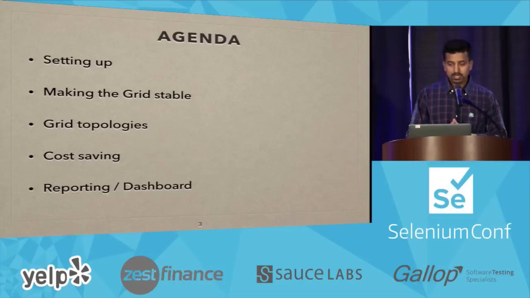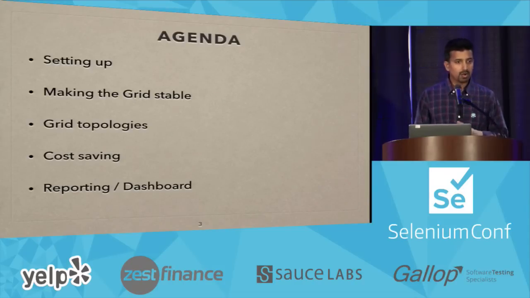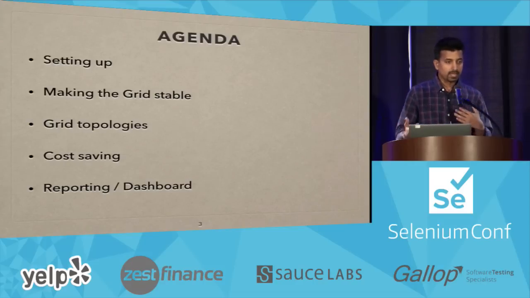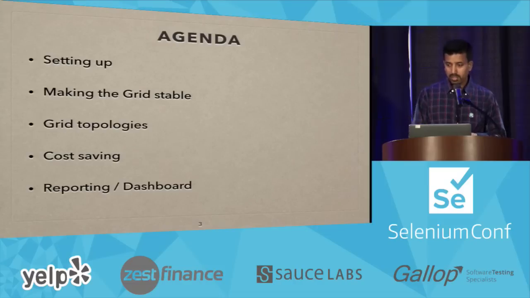And the fourth one is cost saving. AWS costs money, and different companies can have different needs. They can spend different amounts of money, so this covers how you can still use AWS and save some money. And also, at the end, it's about reporting and dashboard.